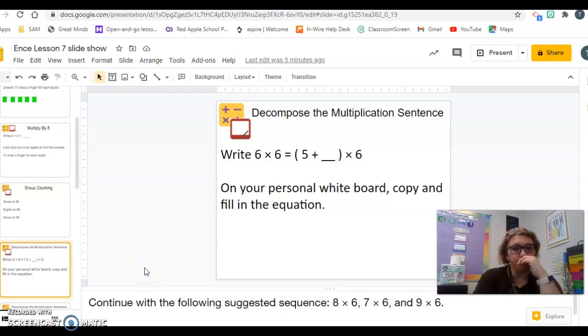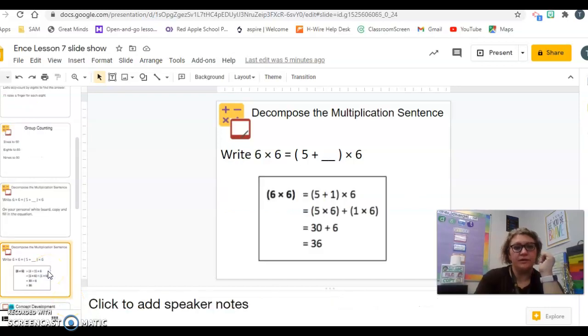Okay. So let's go on. Okay, right. So you should have written 5 plus 1 times 6, 5 times 6 plus 1 times 6. So we just brought this over. 30 plus 6 equals 36. Because 5 times 6 is 30, 1 times 6 is 6, equals 36. Just like we did yesterday.